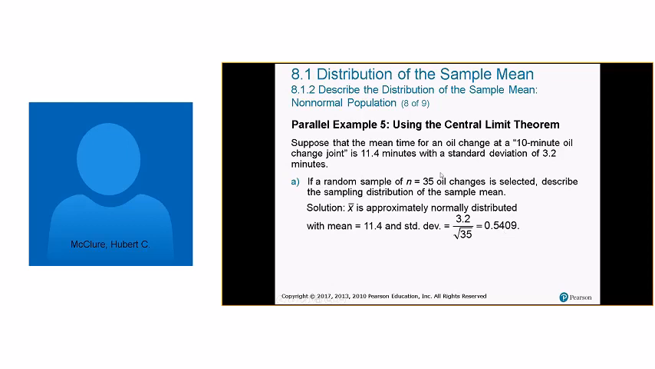Now, this is a good example because it shows you how the central limit theorem works. Basically, they give you a mean and standard deviation, and then they say, what if? Okay? You got a population mean and standard deviation right here. Then they say, what if you have a sample of 35 oil changes? This is a good example for you to write down and use as an example. And there it is. The new standard deviation, instead of 3.2, now it's 0.54, which is almost a minute.